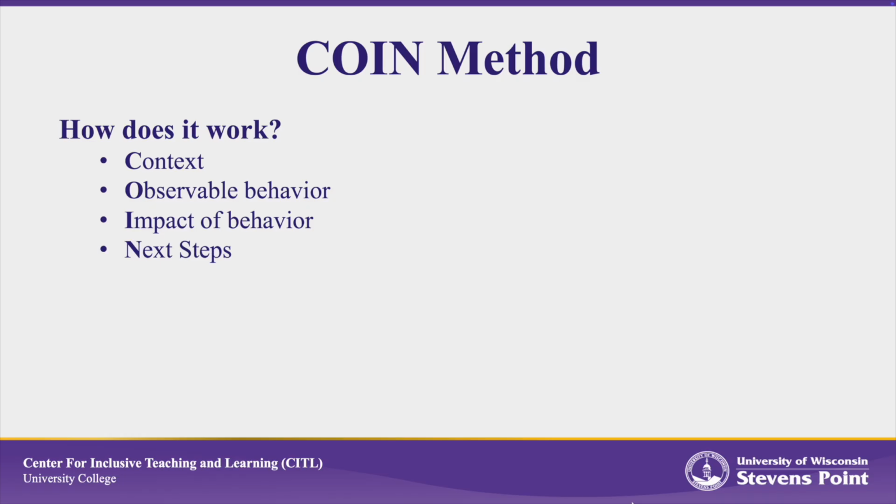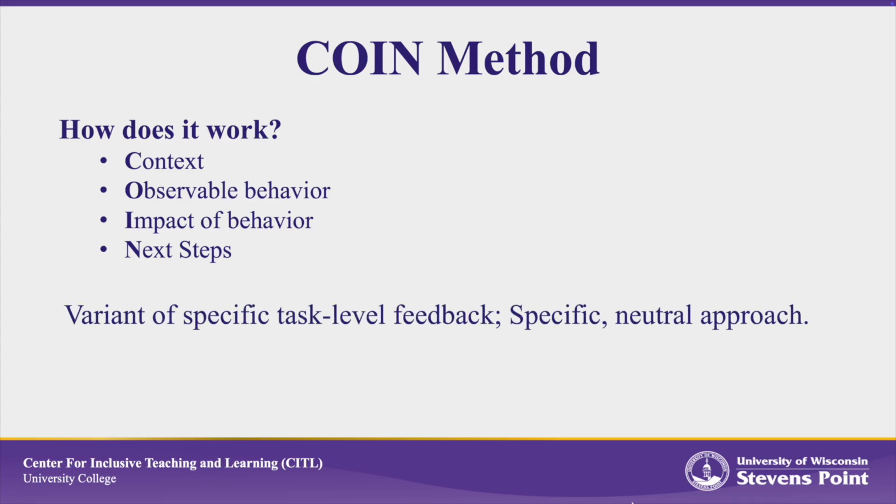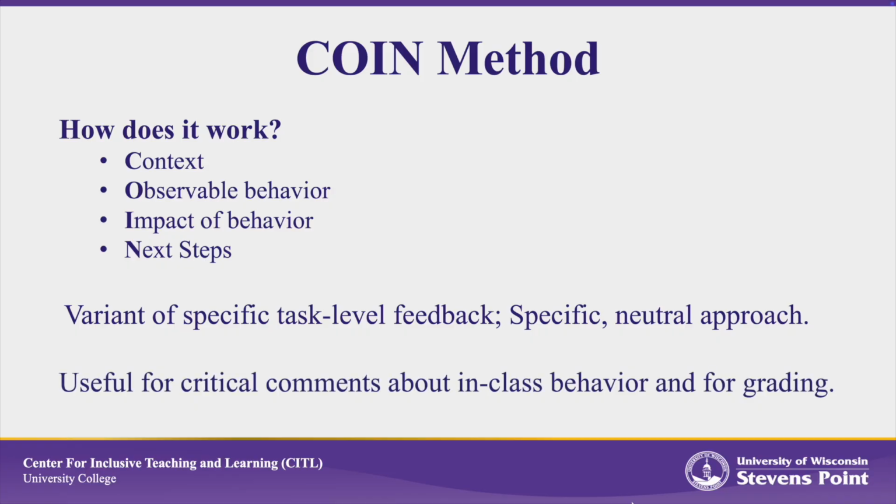The COIN method is a variant of specific task-level feedback, and it's well supported in the feedback literature. Studies show that feedback that's specific, neutral, and tied to observable behavior enhances learning significantly, unlike vague feedback or feedback that's interpreted as personal. This improves not only the clarity of the criticism, but it also focuses the students on the consequences of their choices or behaviors and informs them on why different choices or behaviors might be preferable. It also provides actionable solutions. This works because it focuses on facts, not personal judgments, and helps students see the direct consequences of their actions.